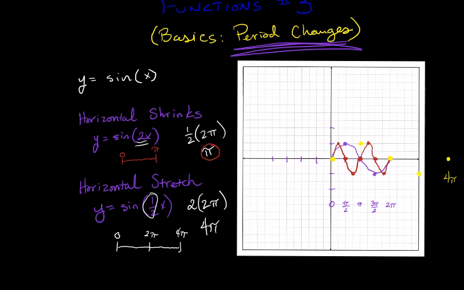Period changes are not that hard to understand, but sometimes they can be a little tough to graph, finding your x values and making sure they're in the right spot. But that's what a period change is. It's really a horizontal shrink if the b value is greater than 1, or it's a horizontal stretch if the b value is less than 1.